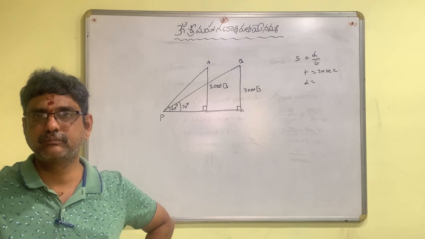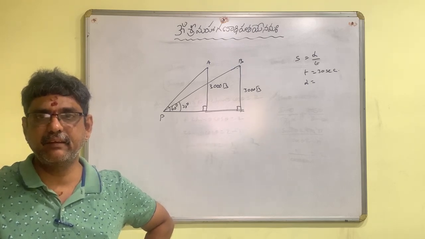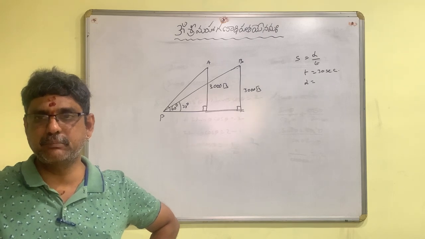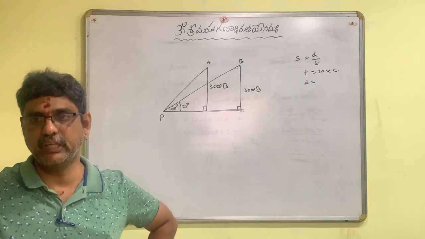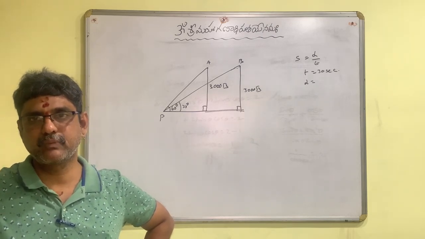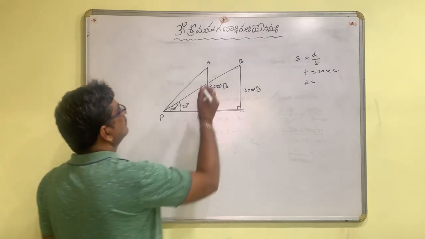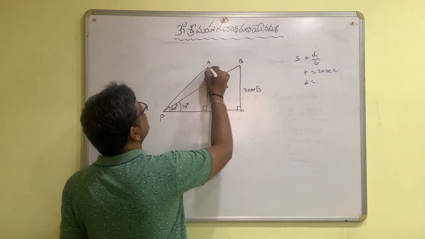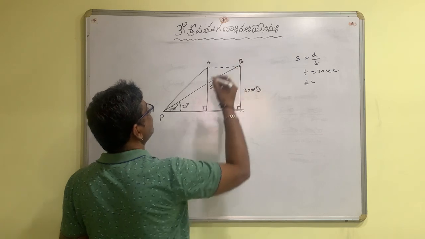Anyone? Initially it was at A and the final position is B. So yes, good, Akanksha, it is AB. After 30 seconds the aeroplane reaches from A to B.